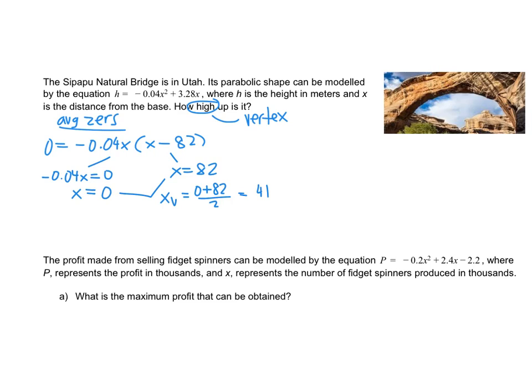But I need to know the actual height. So let's go ahead and replace x with 41, and then we can jump to our calculator and plug it in to actually get the maximum height. And when we plug it in, we get h equals 67.24 meters. So that is your averaging method if you prefer that one.